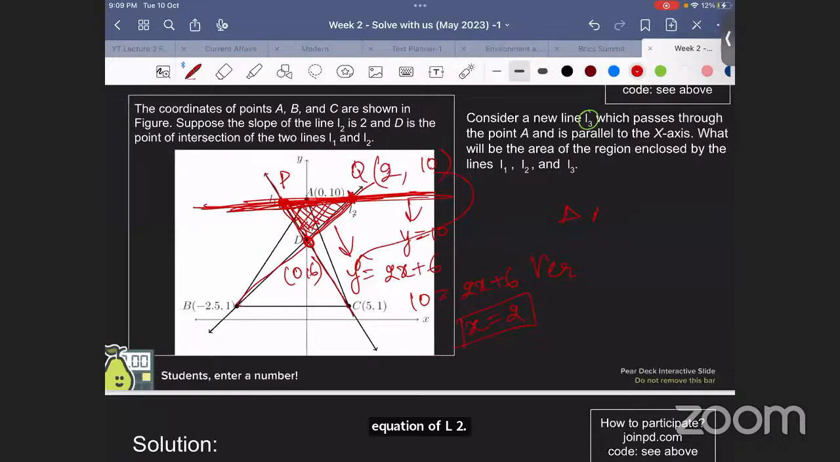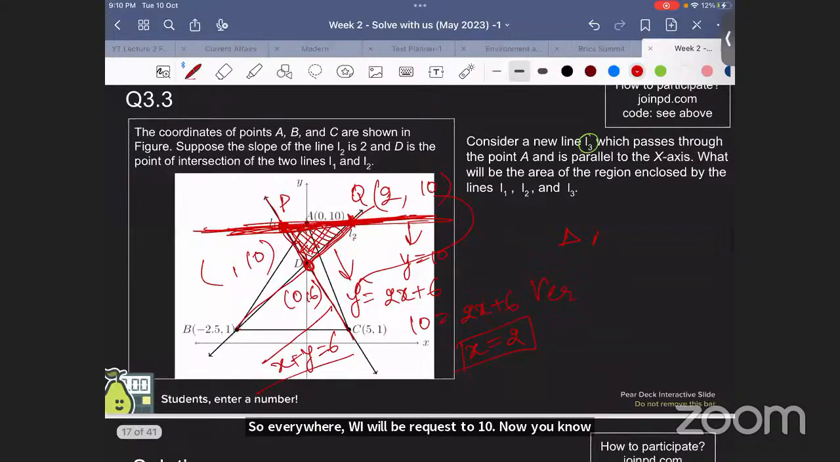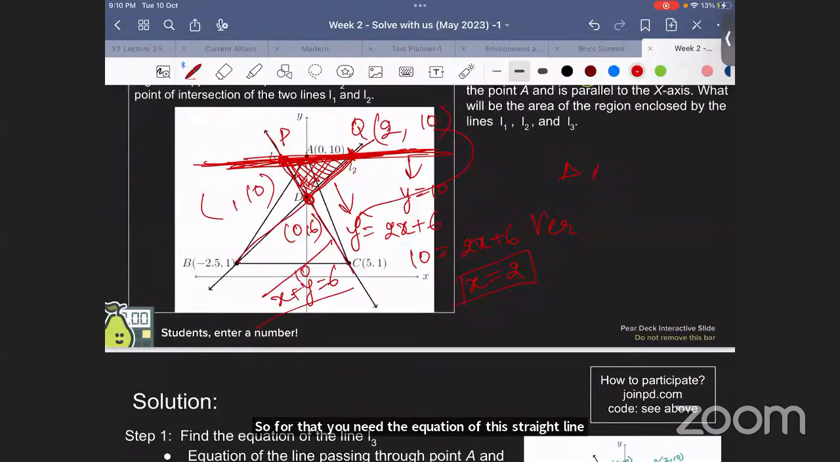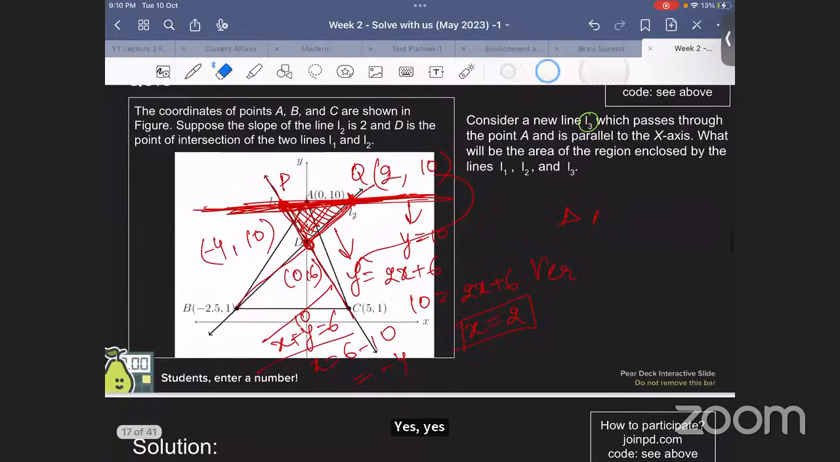Now for this data point, you already have y equal to 10 because this straight line is y equals 10, so everywhere y will be equal to 10. Now you want the x coordinate. For that, you need the equation of this straight line, L1. What was L1? I guess it was x plus y equals 6, right? Now if you put 10 here, x equals 6 minus 10, so you are getting minus 4. So the data point now is what? I'll delete everything now.